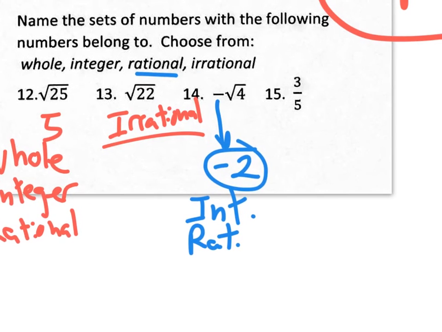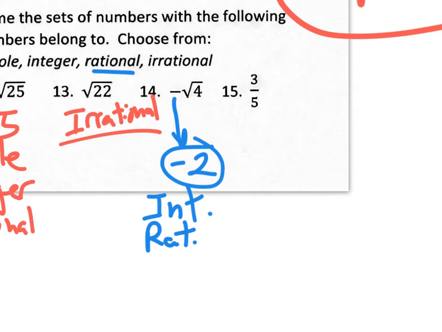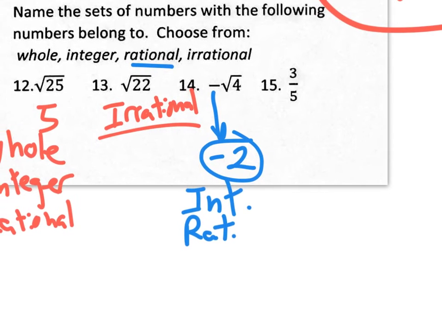Now, number 15, is the fraction 3/5. Is it a whole number? No. Is it an integer? No, it's not an integer. Integers are nice negative numbers, right? Like negative 3, negative 5. This is a fraction, and a fraction is really a ratio, and the word ratio is inside rational, so the only thing it is is rational.